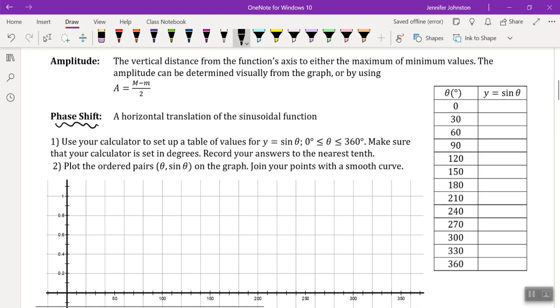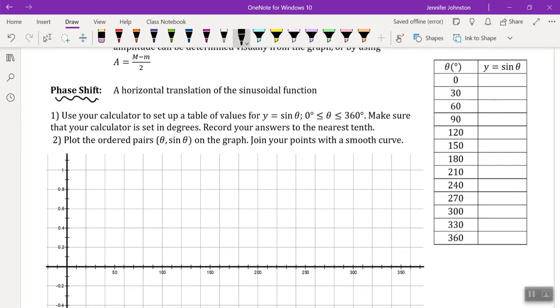All right, so we're going to use our calculator and check out sine theta. We're going to see what it looks like in terms of degrees. So from 0 to 360 degrees, we're going to see where all these values are. So in your calculator, type in sine 0. Let me know what you get. Sine 0.